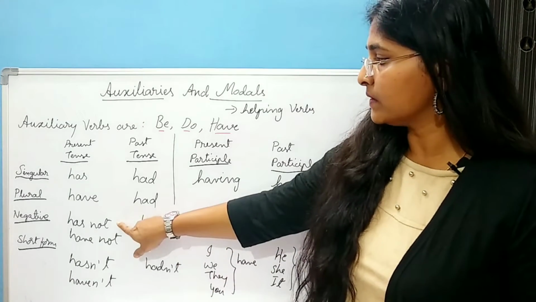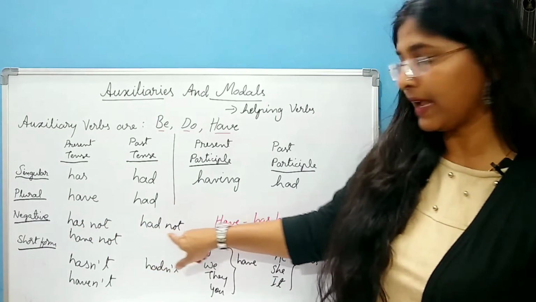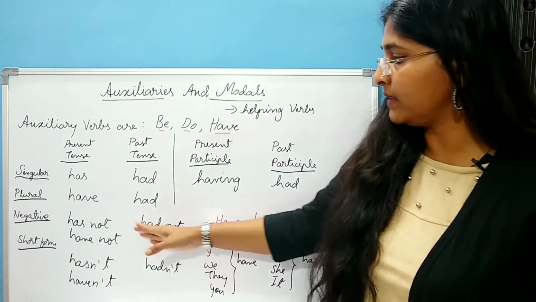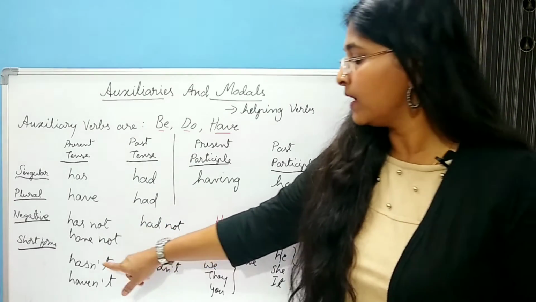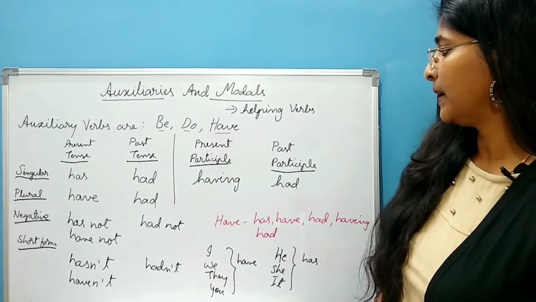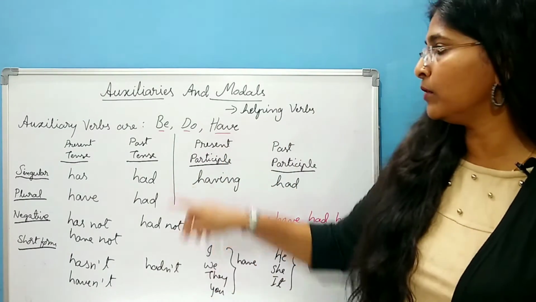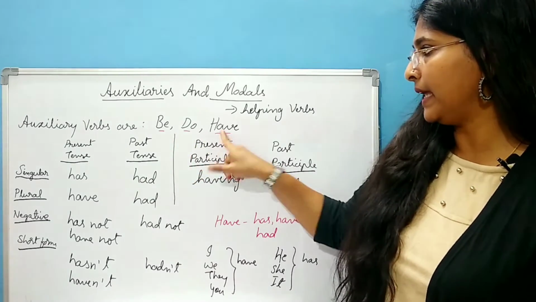So the negative form is has not, have not, had not. If you write this in the short forms: hasn't, haven't, hadn't. So that's all about the auxiliaries. So we studied about be, do and have.